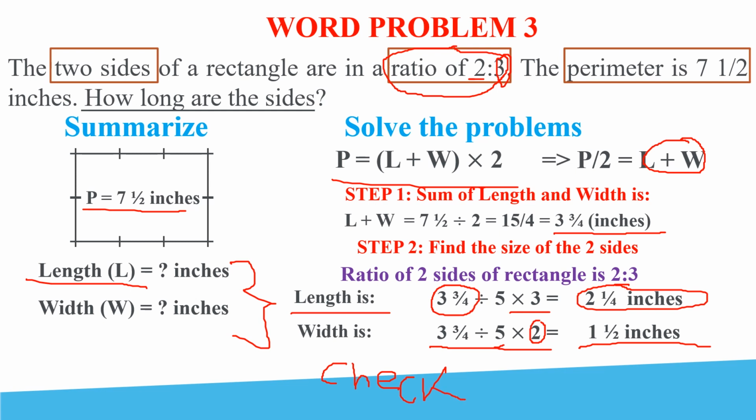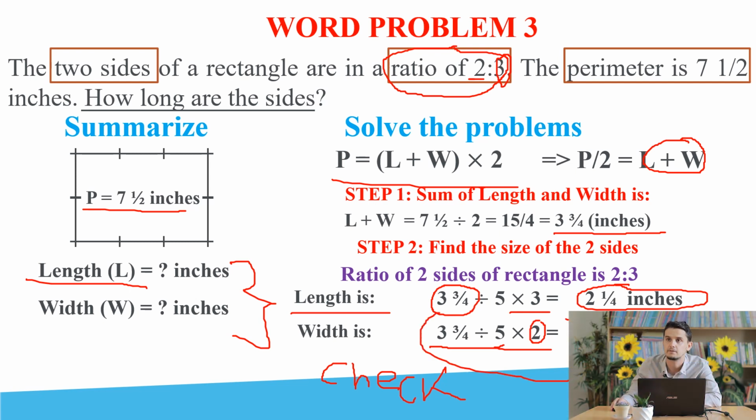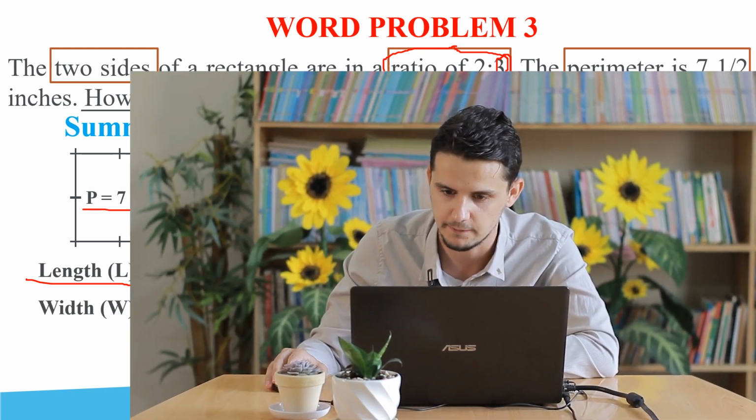Okay, now you can also do an extra check. If you want to be sure of the result, all you need to do is 2 1/4 inches plus this one, it should be equal to 3 3/4 inches. Okay, if this is correct, then your answer is correct as well.